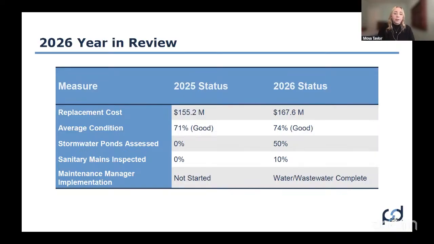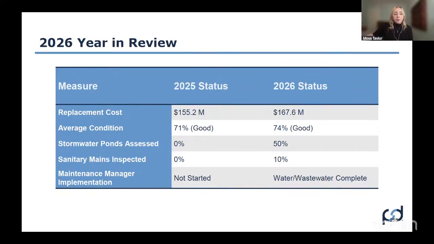The increase reflects inflationary impacts. It also looks at the updated replacement cost information that was included in Citywide, and the addition of assets and betterments completed during the year, which includes the addition of Fire Hall 1 to the Citywide system. The average condition of the township's assets improved from 71% to 74%, so they remain within that good condition category.